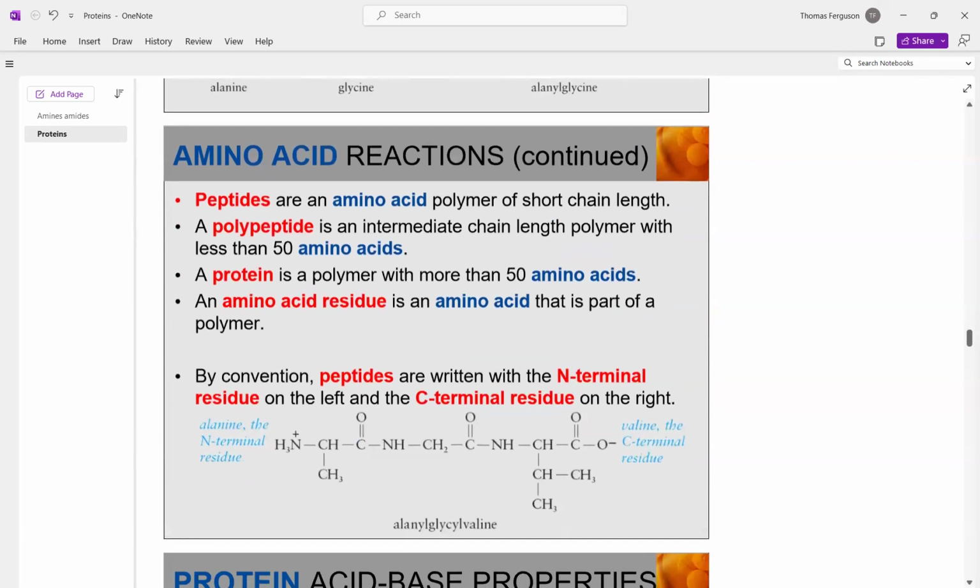We have three distinctions on peptides. Short, medium, and long. The short one is just called a peptide. Ones that are long, but under 50 is called a polypeptide. Anything over 50 is considered a protein. So 3 groupings of polypeptides, and that's just the number of amino acids.